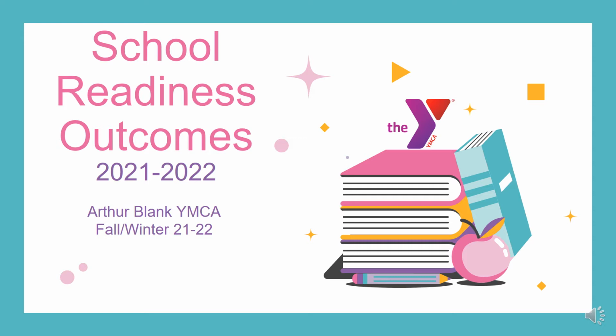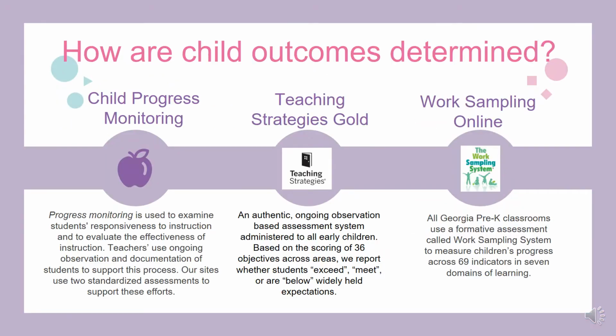I'm here to share with you school readiness outcomes for the Arthur Blank YMCA for fall and winter of the 21-22 school year. Let's begin by talking about how we determine child outcomes. We determine child outcomes through the process of child progress monitoring. This is the process by which teachers observe and record children's growth in the classroom.